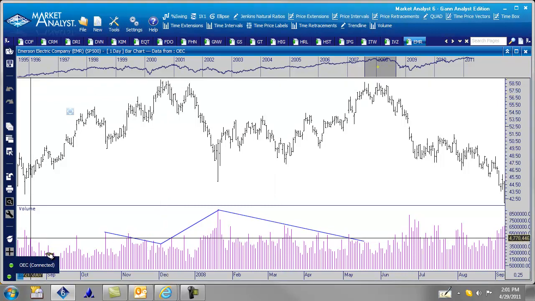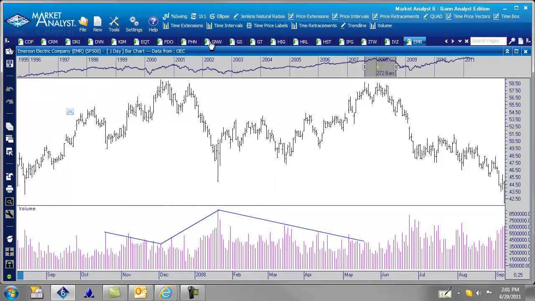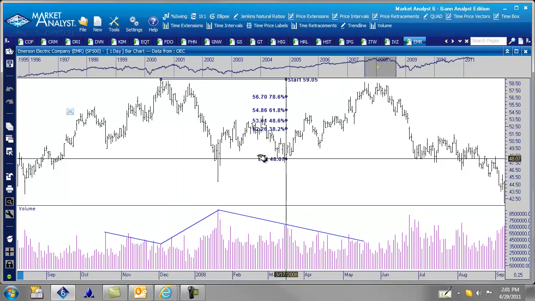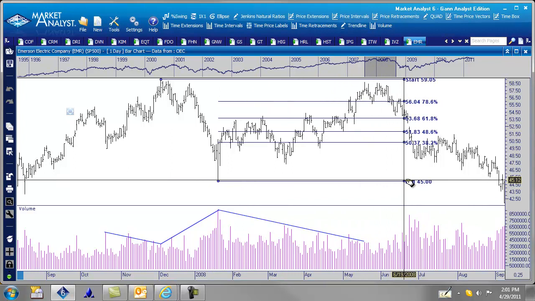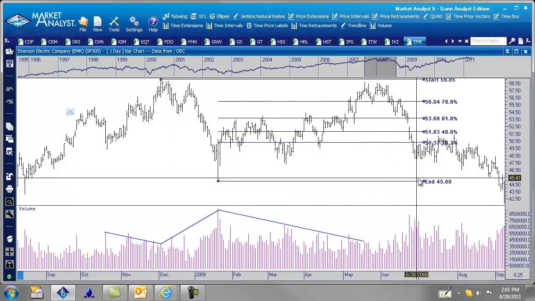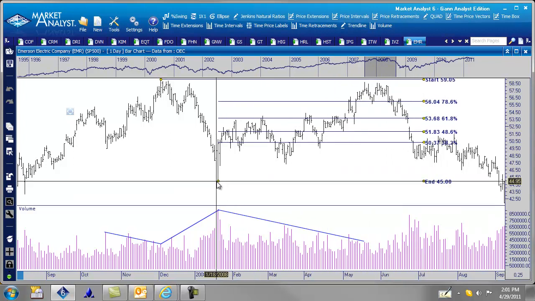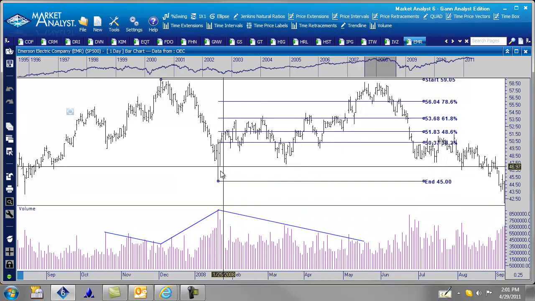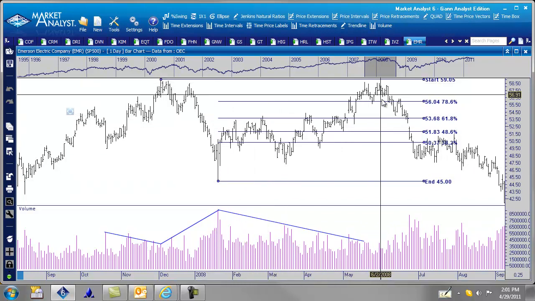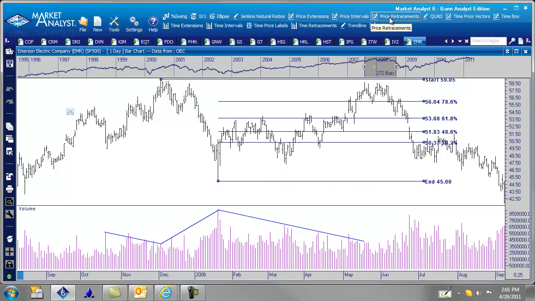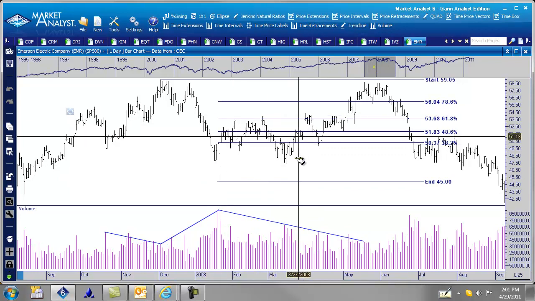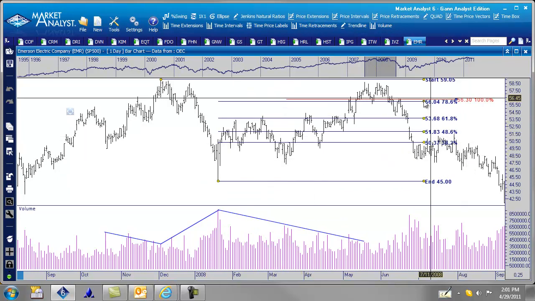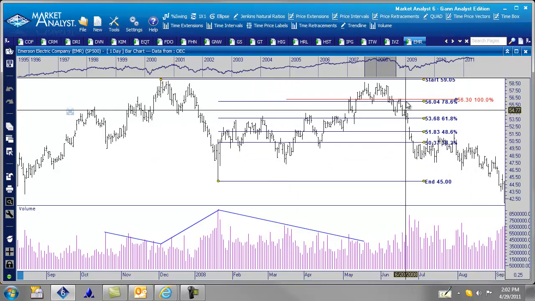Turn on the lock. From the high to the low. And now we're going to do our AB equals CD price extension. So go to price extension, click the low, click the high, click the low. We can see that the 100% lands right beside the 786.